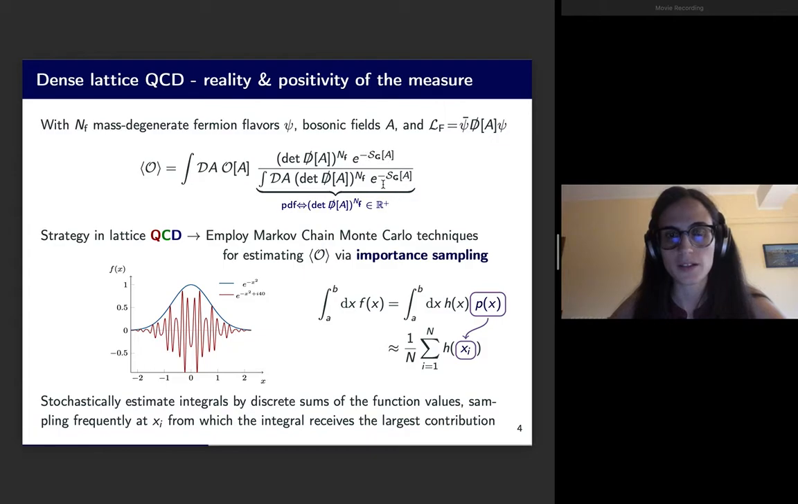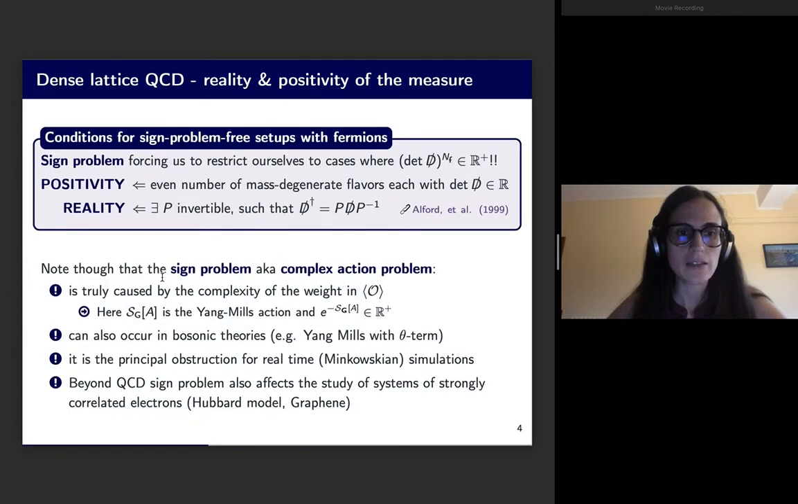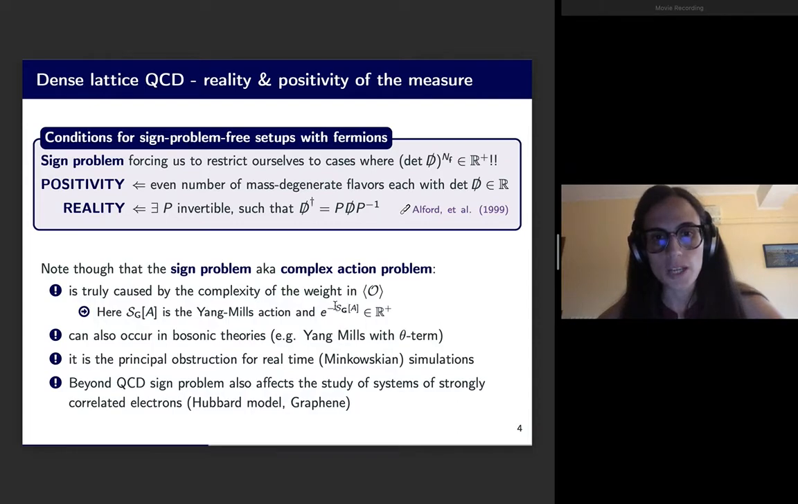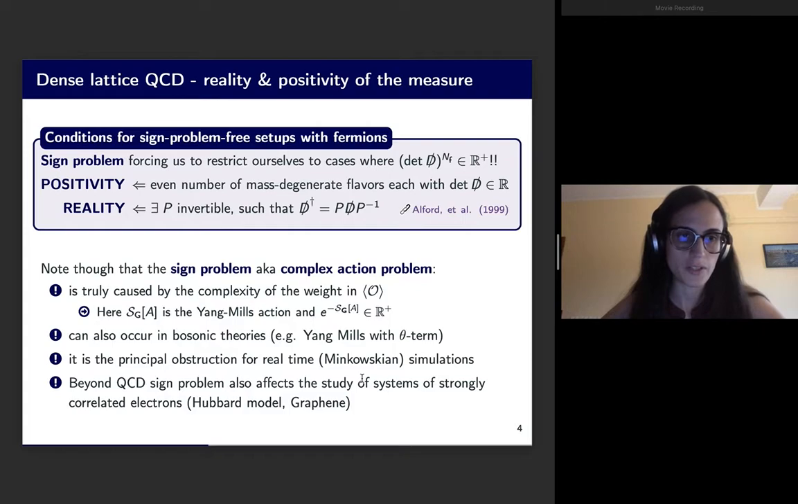You see it here. In general, though, it can also occur that we have a sign problem in bosonic theories. For example, if you change this term because you have a Yang-Mills action with a theta term, then you have a sign problem even though there are no fermions around. Also, the sign problem is the principal obstruction that we encounter when we would like to do real-time Minkowskian simulation. It is exactly the sign problem that prevents us from doing that.